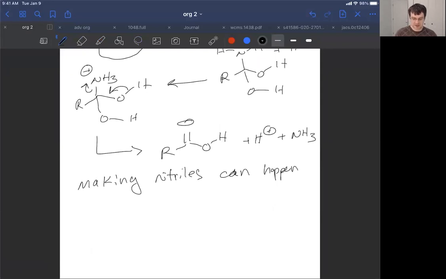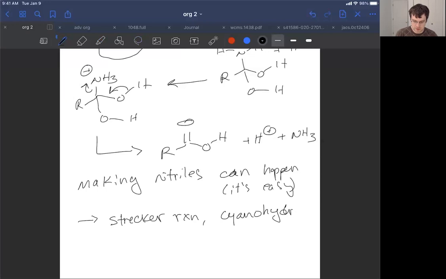Okay. Making nitriles can happen. I'll just write, it's easy. It's easy. It really is. It's easy to make nitriles. Okay. We've seen these things before. You can do the Strecker reaction, cyanohydrin reaction. So this is a pretty versatile entry point into carboxylic acids.